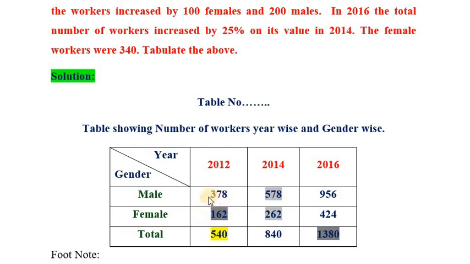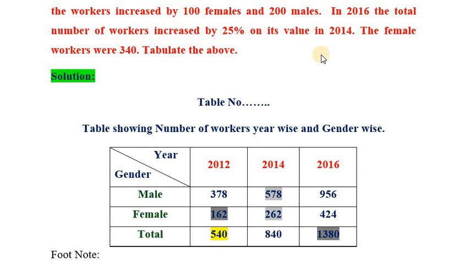So already there were 378 male workers in the year 2012 and now it is increased by 200. So then the total for the year 2014 is 578. That is 378 plus 200, it comes to 578. And with this information, very easily we'll be able to find out the details for 2016.